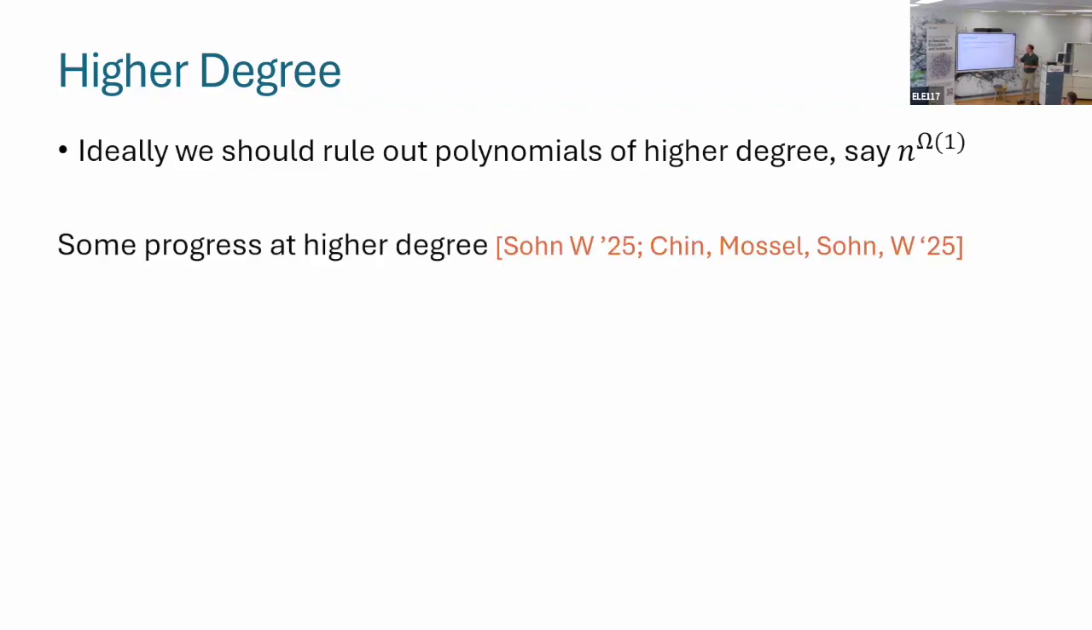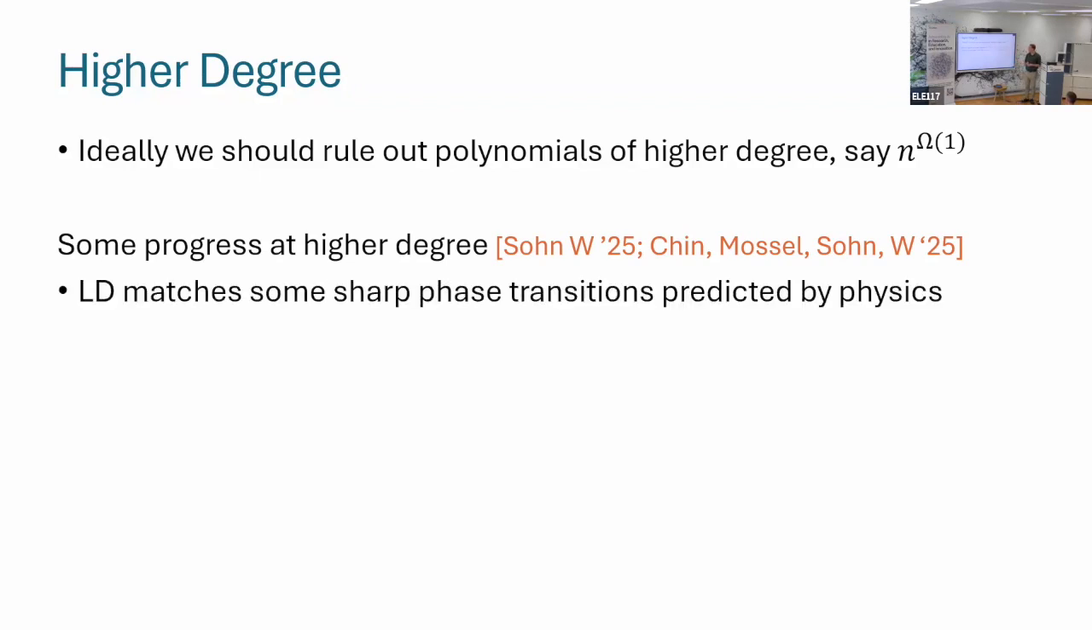And we do have some progress at higher degree, which I'll give you an overview of. We are able to show that low degree polynomials match some of the sharp phase transitions that were first predicted in statistical physics. But here we're not going to match the exact mean squared error, right? This is more about predicting what's the value for lambda where suddenly you start to get non-trivial recovery.